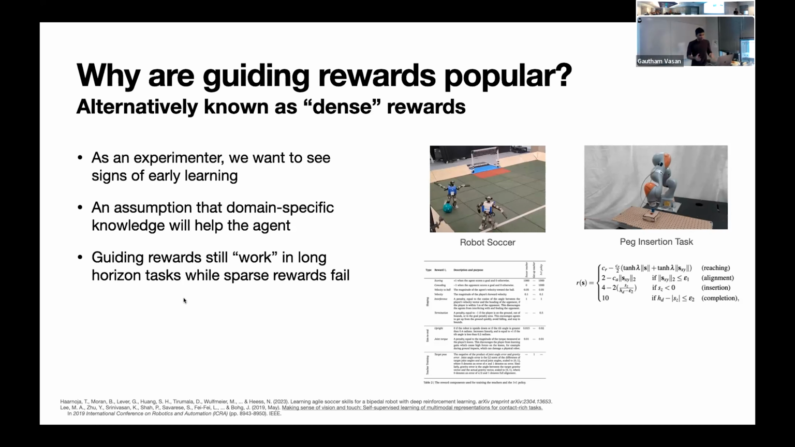But the primary reason, I think, is that guiding rewards still work in long horizon tasks like robot soccer, but they fail when you just use sparse rewards. When you have sparse feedback, there's not a lot of signal that you can learn from, so it just makes the learning problem a lot harder. But we cannot rely on domain knowledge when you're talking about continual learning.